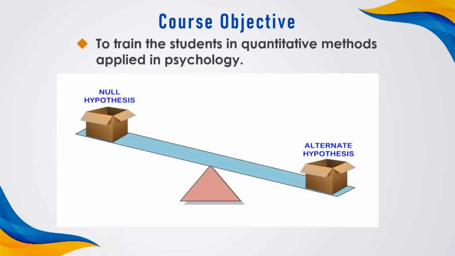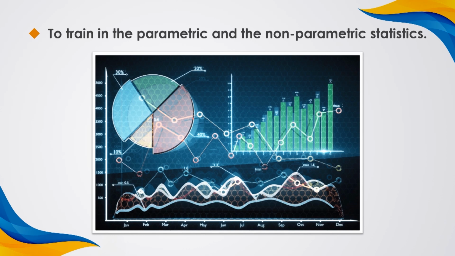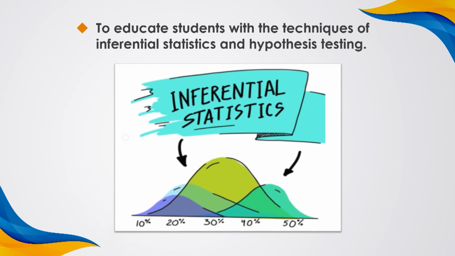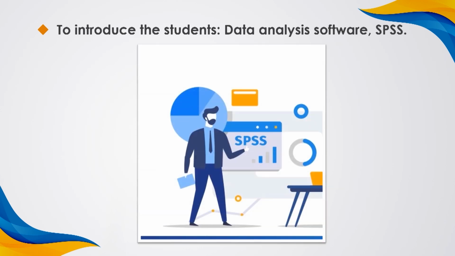The objectives of the course are to train the students in quantitative methods in applied psychology, to train them in parametric and non-parametric statistics, and to educate the students in the techniques of inferential statistics and hypothesis testing. And finally, we are going to introduce the course in SPSS, as part of the statistical analysis.